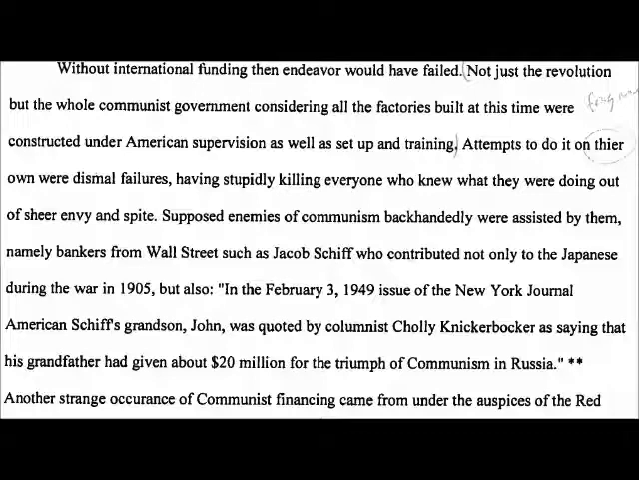Without international funding, then Endeavor would have failed. Not just the revolution, but the whole communist government, considering all the factories built at this time were constructed under American supervision as well as setup and training. Attempts to do it on their own were dismal failures, having stupidly killed everyone who knew what they were doing out of sheer envy and spite.